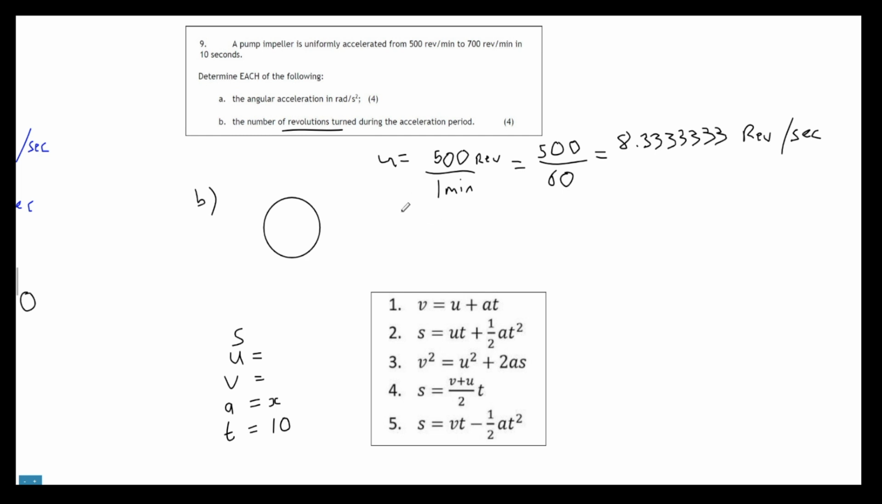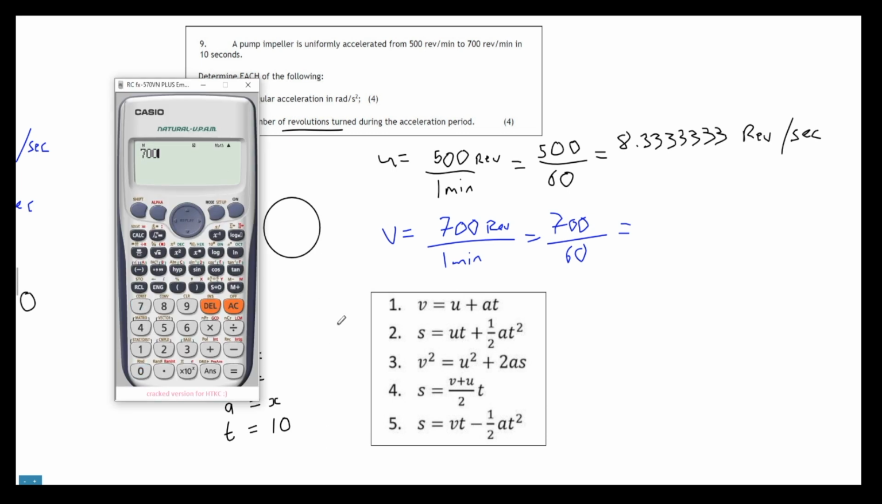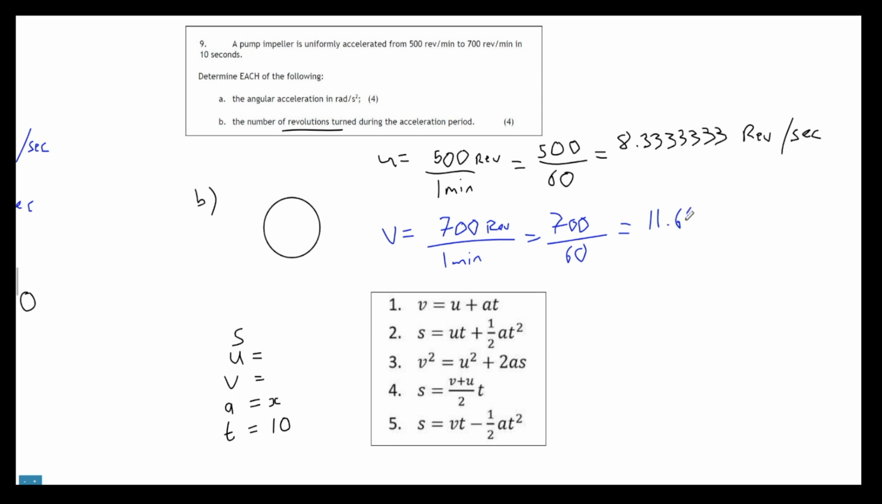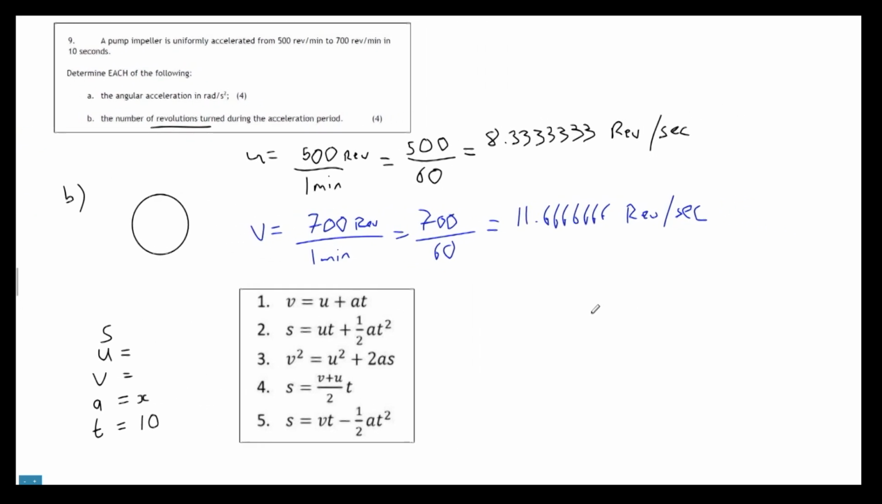That's the initial. And then we're going to have the same thing for the final speed, or the final velocity, which is going to be 700 revolutions in 1 minute. So same thing, but let's put 700 over 60 and then put it in the calculator. 700 divided by 60, we're going to get 11.666. So 11.666, I can do with that. This is revolutions per second. Then we're going to plug it into one of these in order to find what we're looking for. Let's just scoot this across.